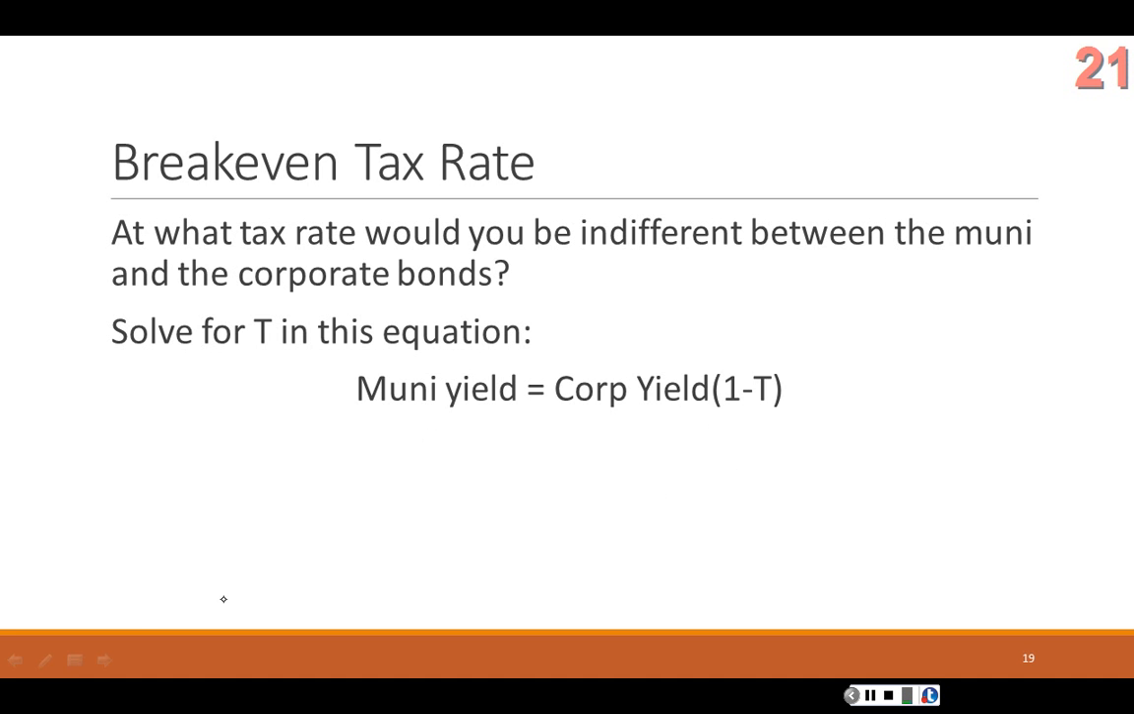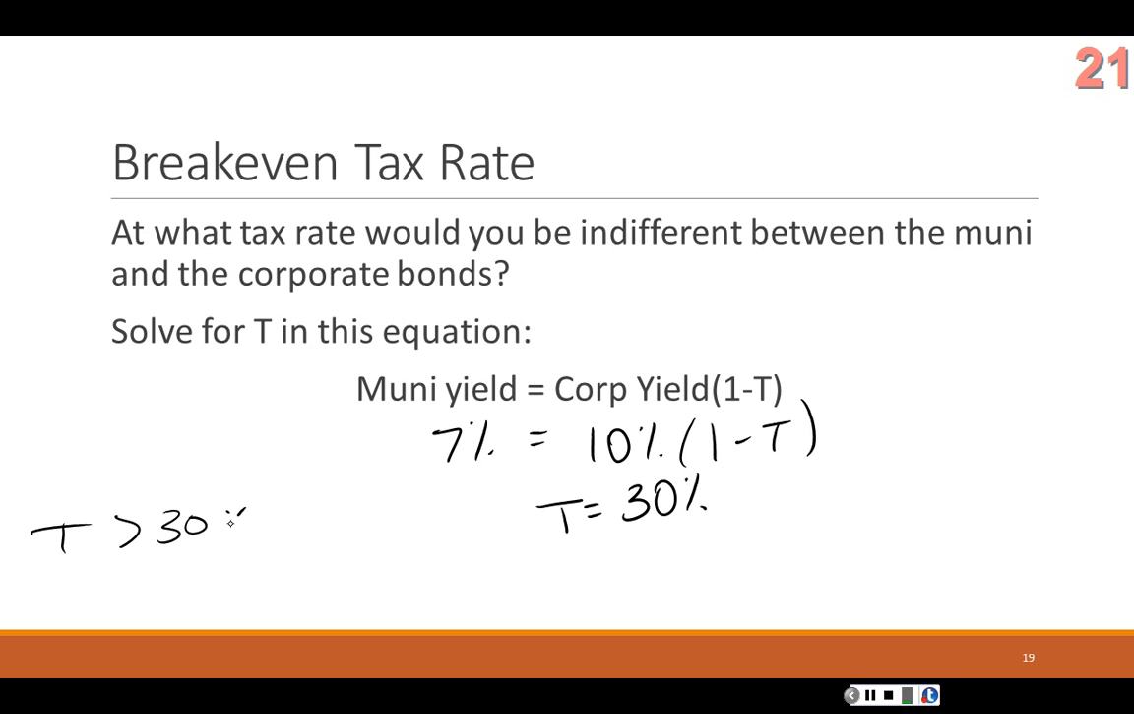So the municipal yield is 7%. We set that equal to the corporate yield of 10% multiplied by 1 minus T. So if you solve for T here, you'll get 30%. So what does that mean? If your tax rate is greater than 30%, you would buy munis. If your tax rate is less than 30%, buy corporate bonds. So only high income, and by that we mean those in a high tax bracket, should buy municipal bonds.